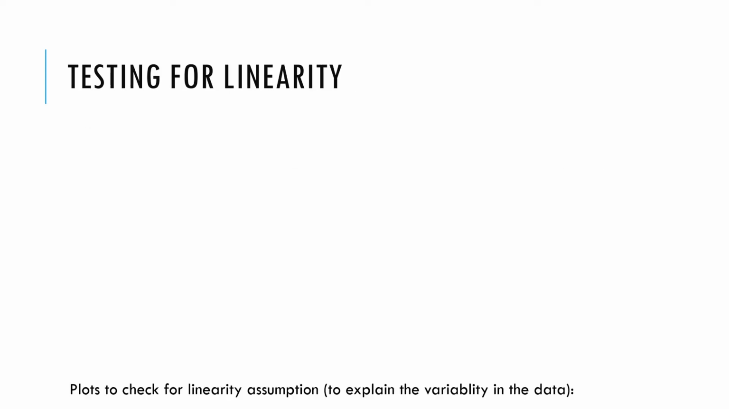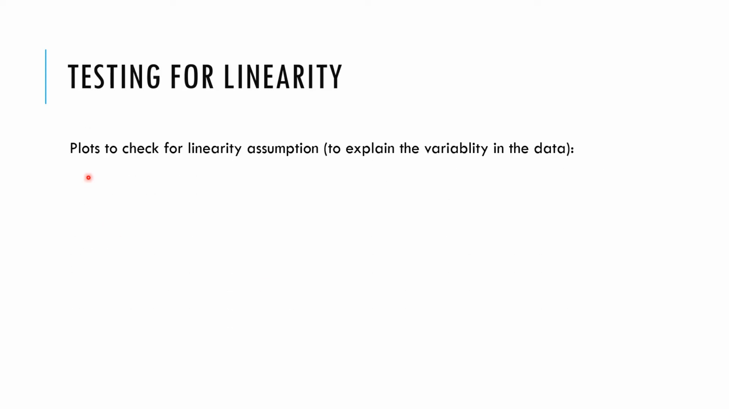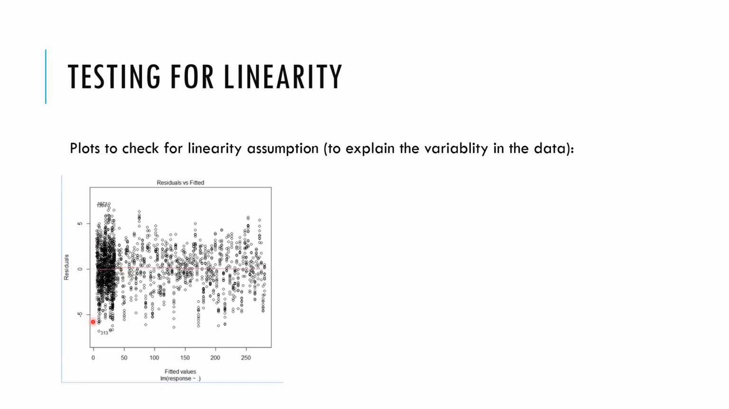Now, testing for linearity. There are different plots which we can check to see whether our linearity assumptions are being followed, basically to explain the variability in the data. This is what I was saying in the previous video. Here residuals means the errors, and these are the fitted values, right? As you can see, all the data points, all these errors, are scattered.